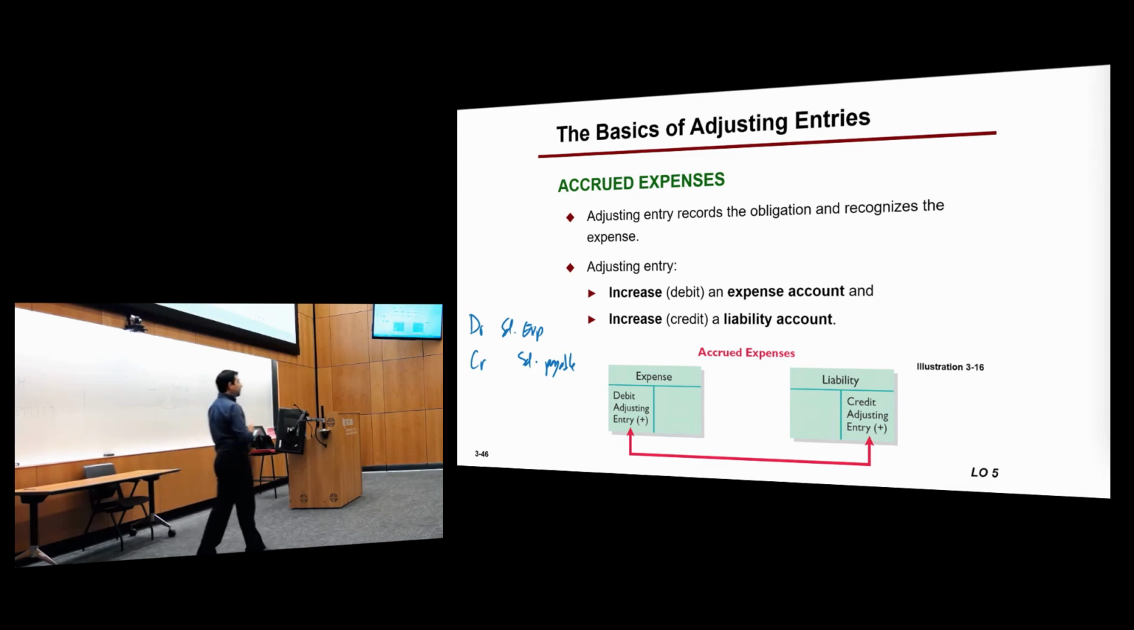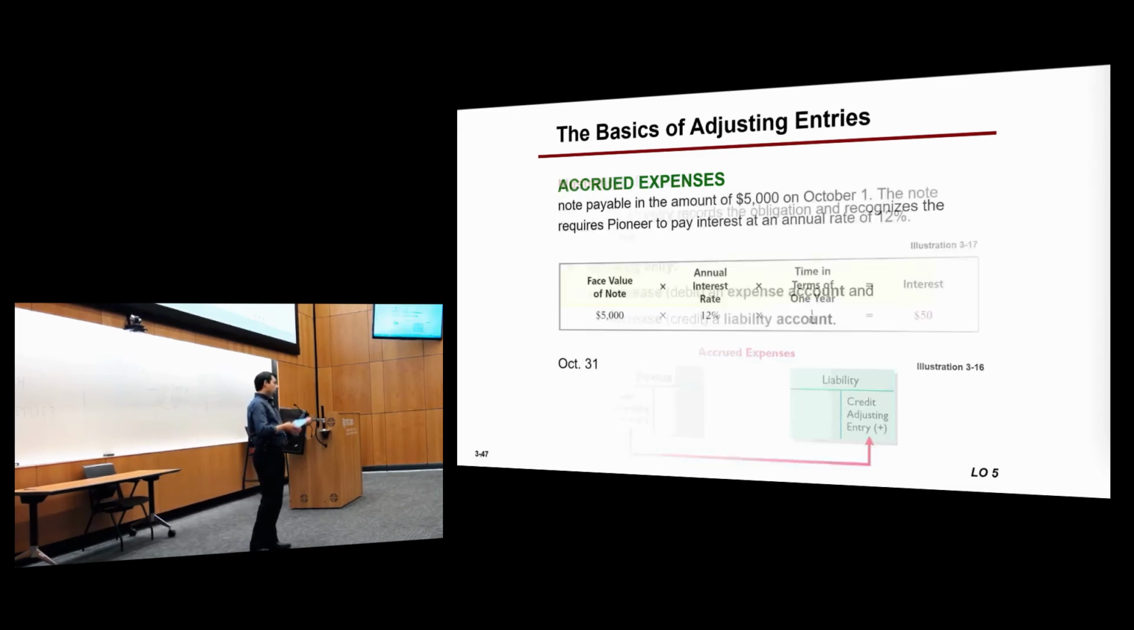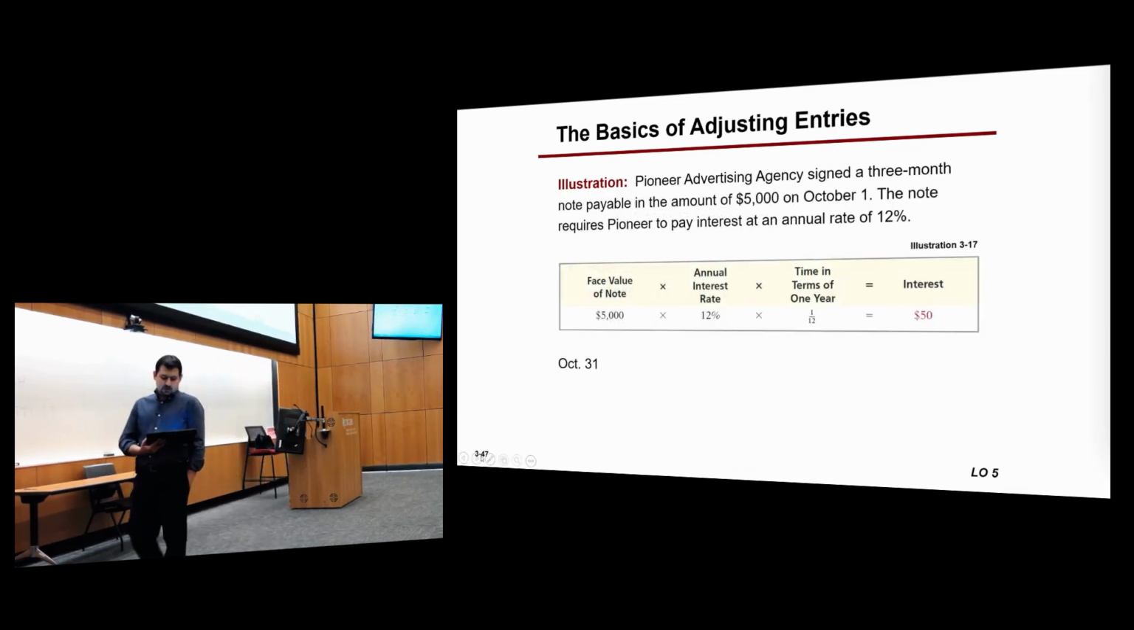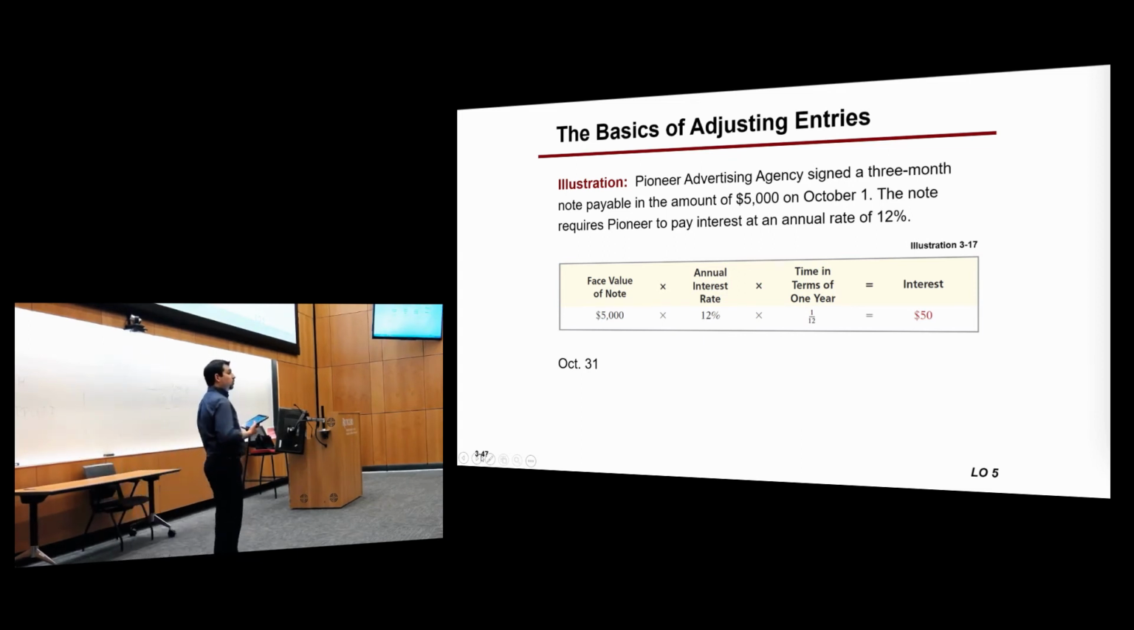Okay? So, we go back to the example of interest. Pioneer Advertising Agency signed a 3-month note payable in the amount of $5,000 on October 1st. The note requires Pioneer to pay interest at an annual rate of 12%. How do you calculate interest? You always calculate interest using 3 values, 3 amounts. You have the face value. The face value is the value of the note itself. In this case, it's $5,000.